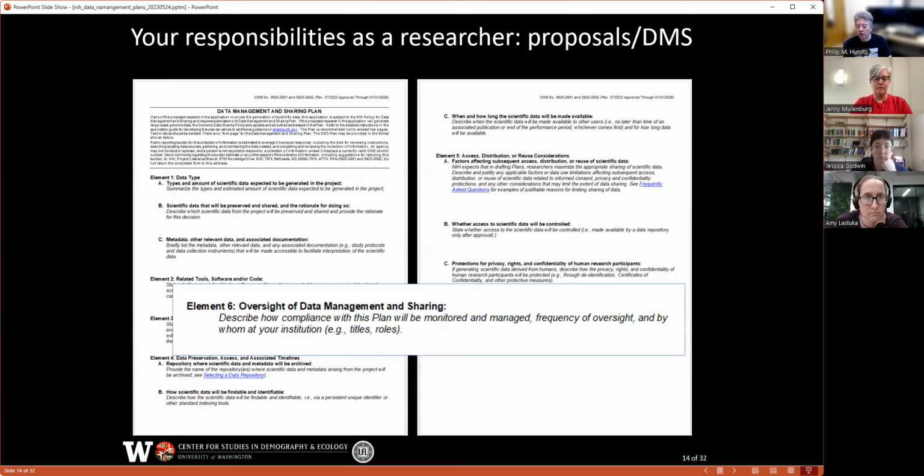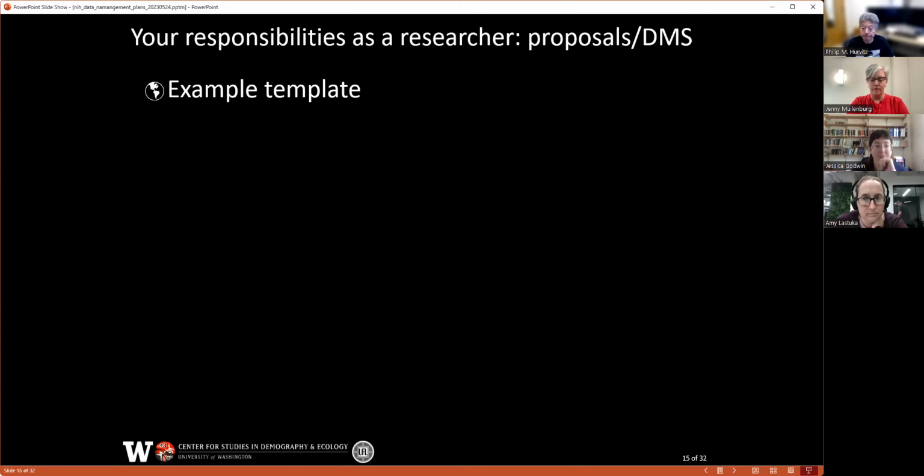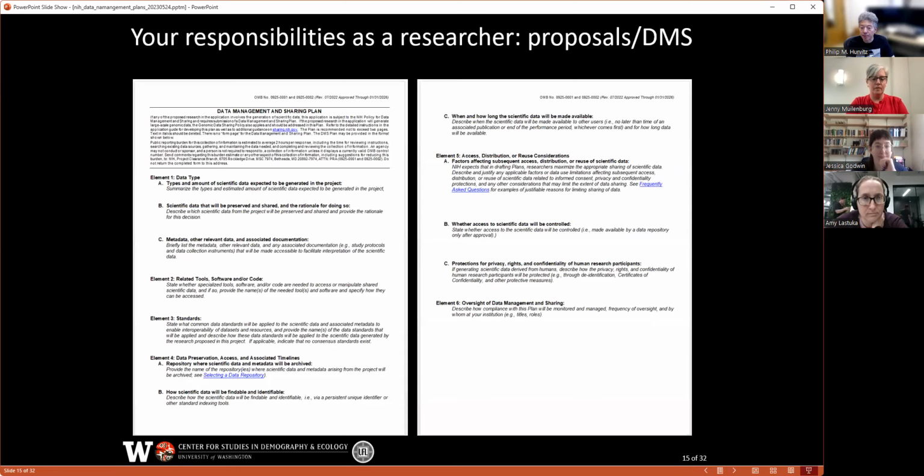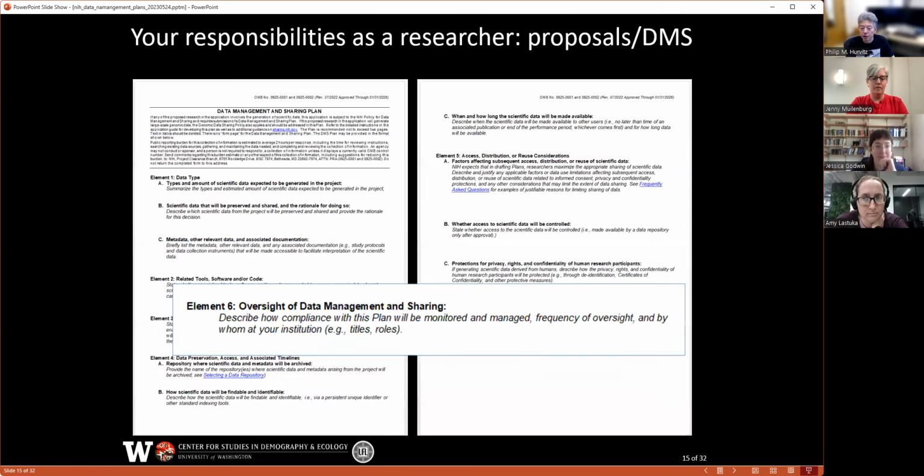Finally, element 6, who will provide oversight of the data management and sharing? Right. So is this the PI's role, or is it whoever the data wonk is on the project? Again, I really don't know how to answer this. So I'm trying to be really upfront about the things that I know and the things that I don't know. And you as researchers going into this material are probably going to have a lot of the same questions that I have.